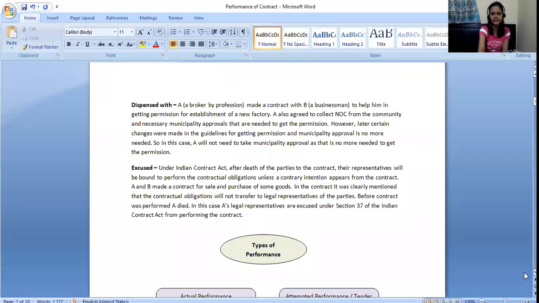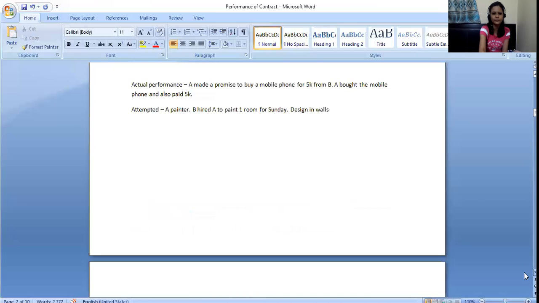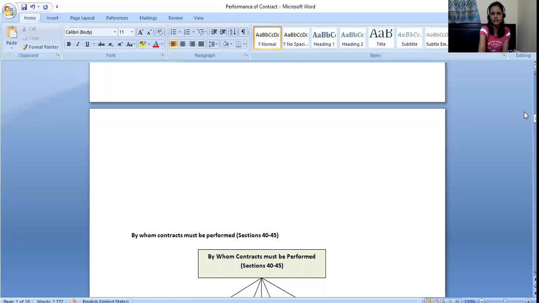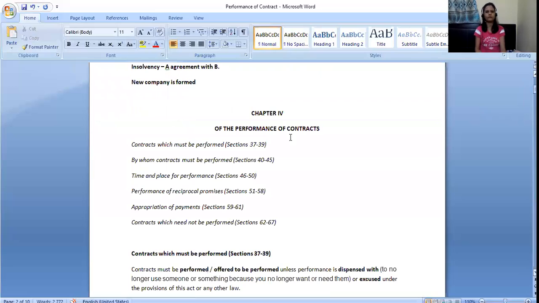So first thing that we have seen is that in general, a contract is to be performed. So this was the first part, okay. Contracts must be performed, right? Whatever promises are being made, those should be performed. Only two exceptions are there. One is it's no more needed. Another one is it's excused under some kind of a law or under the Indian Contract Act. In that case, I'm not responsible to perform.